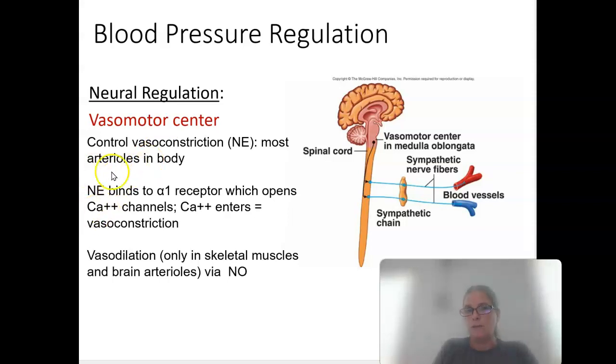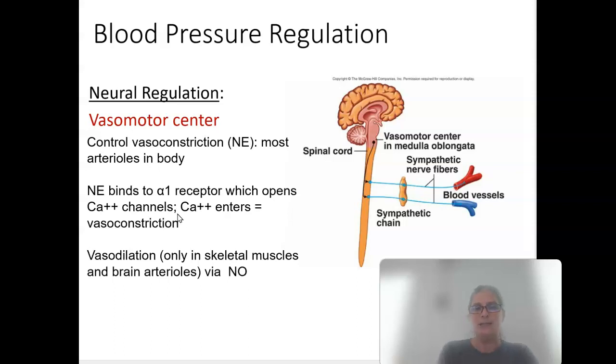So this one only releases norepinephrine. There's just one center. When norepinephrine is released, it binds to an alpha-1 receptor in smooth muscle. When it binds to the alpha-1 receptor in the smooth muscle of the arteriole, it opens calcium channels. Calcium enters, and when calcium enters muscle, you might remember it contracts, and in this case, it's going to vasoconstrict.